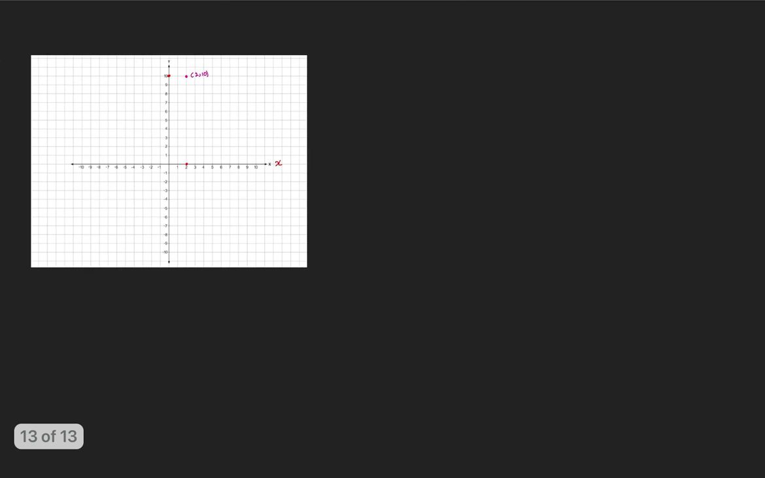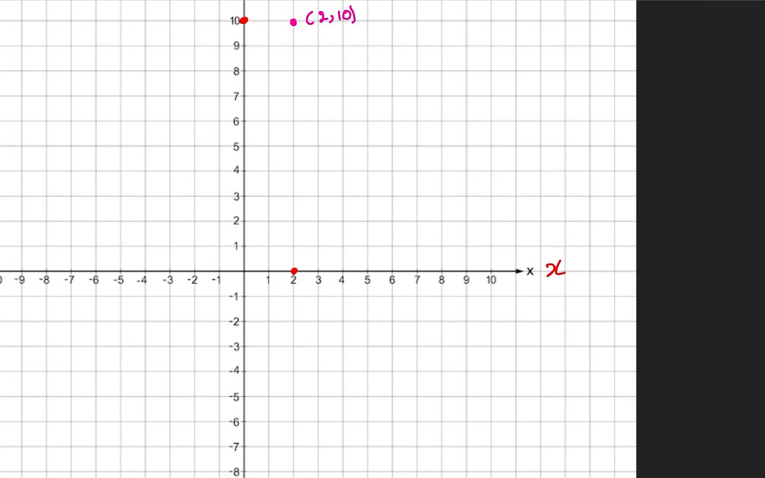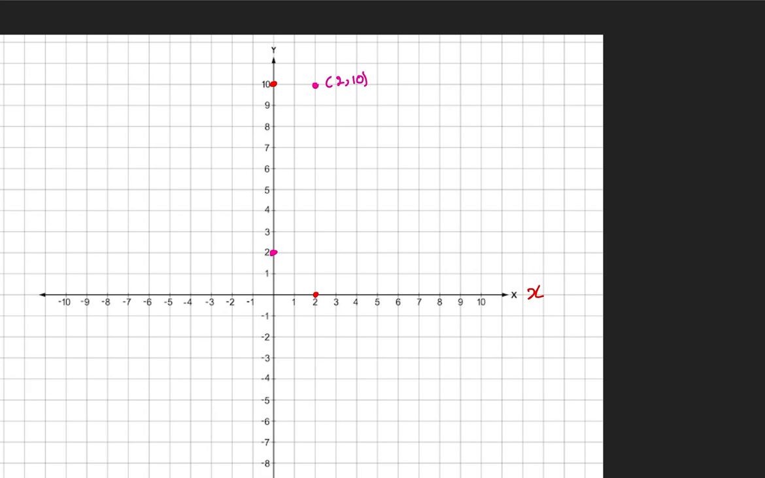So the point is 0, 2. So 0 on the x-axis and 2 right here. So 2 is here. So we know that this is the y-intercept.